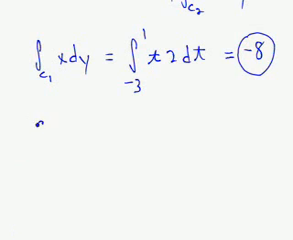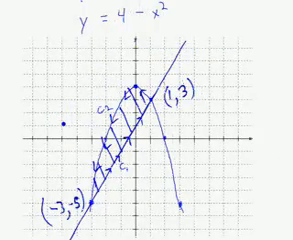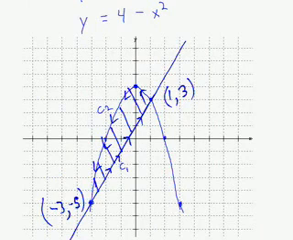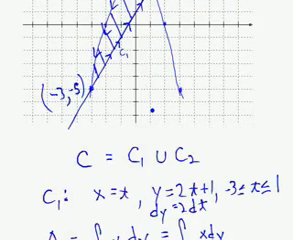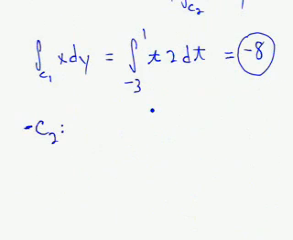Now, for C2, I'm actually going to parameterize -C2, which simply means, that notation just means I'm going to travel along the curve from (-3, -5) to (1, 3) in a clockwise fashion, just because it's easier to parameterize. And I'll show you how to take care of it when you're doing the integral in a counterclockwise fashion. I'll show you how to take care of that in just a minute. So -C2 is going to be parameterized again so that x equals t and y equals 4 minus t squared.